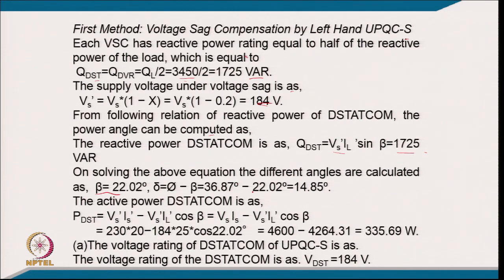So, we can calculate delta from here. It comes to 14.85 degree, and the active power of the DSTATCOM is calculated from there. So, it typically comes to a value of 335.69.